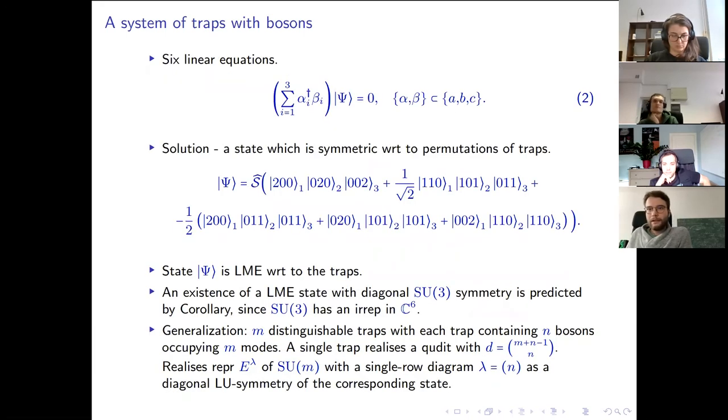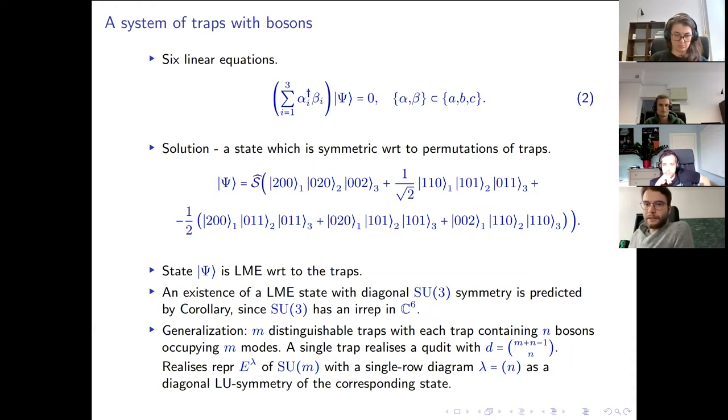And in order to find such states, we solved just these equations for the generators satisfied by the state when we are acting using creation and annihilation operators, and we ended up with some solution. And you can check that this state is LME with respect to the traps, which it should be from this easy thing we already said.